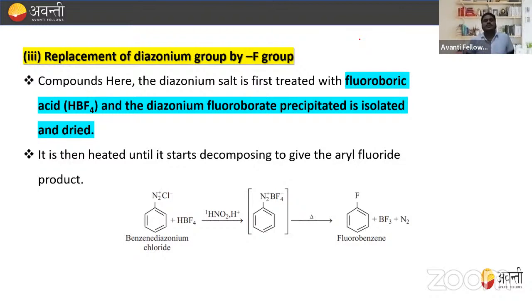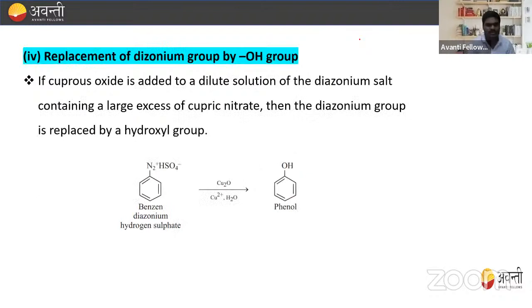So how does this reaction take place? Basically, the diazonium salt is first treated with fluoroboric acid, that is HBF4. HBF4 is also known as fluoroboric acid. When treated with HBF4, the diazonium fluoroborate precipitate is isolated and dried. It is then heated until it starts decomposing to give the aryl fluoride product, right?